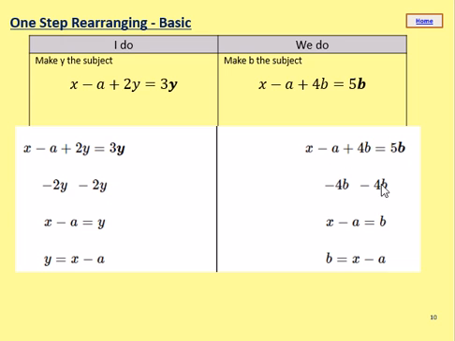And 5b take away 4b gives me 1b, or just b. So b equals x take away a. b is the subject because we've got b equals. Remember, that's what it means by making b the subject. Get b equals.